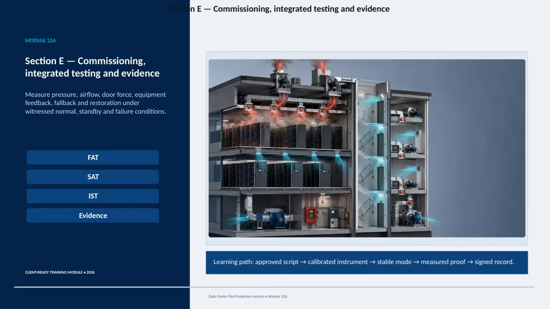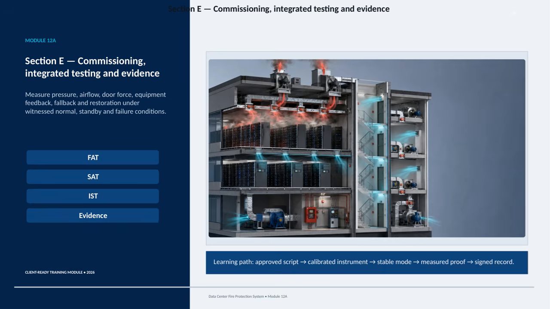This module focuses on Section E, commissioning, integrated testing, and evidence for the data center fire protection system. The goal is not simply to show that equipment operates, but to produce measured, witnessed proof under the conditions that matter. We examine pressure, airflow, door force, equipment feedback, fallback, and restoration during normal, standby, and failure conditions. The central learning path is approved script, calibrated instrument, stable mode, measured proof, and signed record.